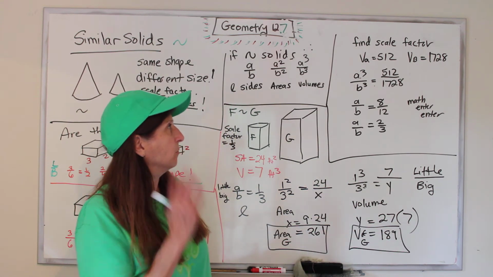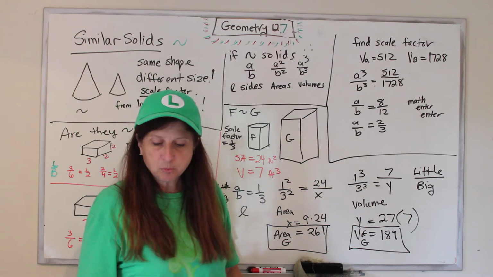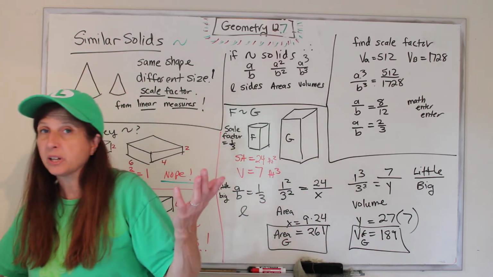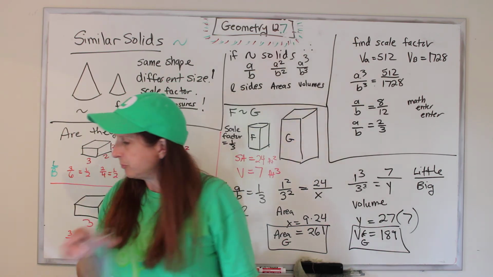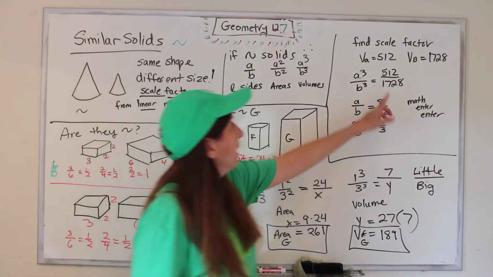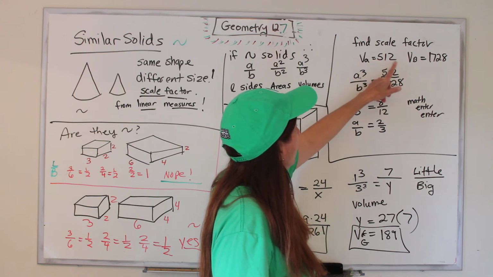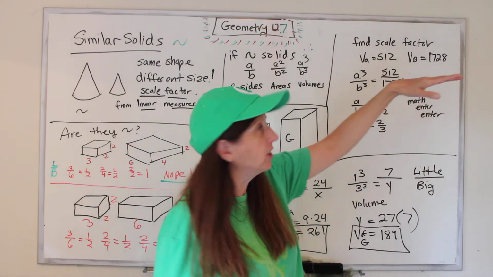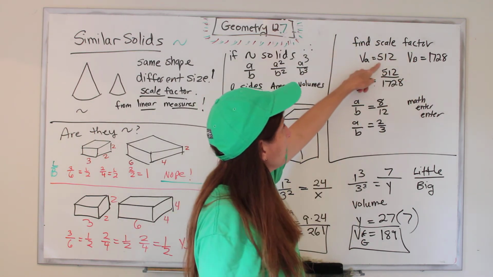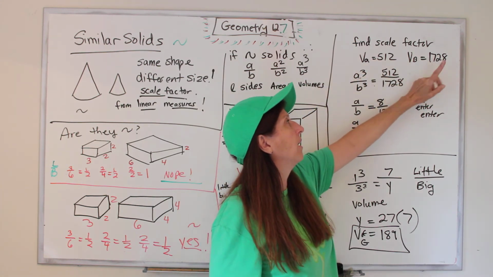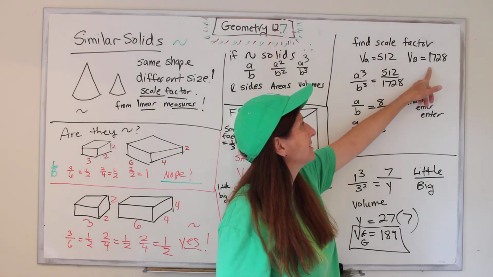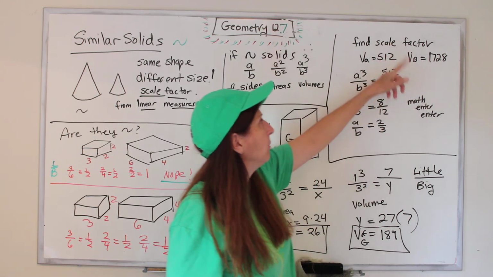So that's the volume. Now, our last problem they gave us, the last one we're going to do, is to find the scale factor. They gave us that the volume of, what shape? Of a cube. This is a cube. The volume of the little cube is 512. The volume of the big cube is 1728. And they want the scale factor.